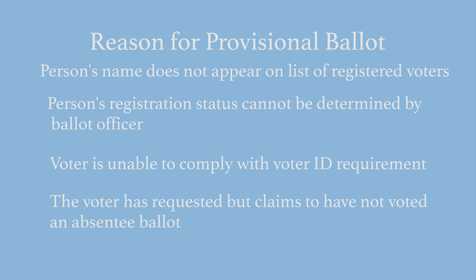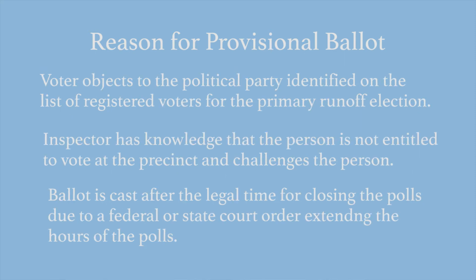The reasons for a voter casting provisional ballot are as follows. The person's name does not appear on the list of registered voters. Person's registration status cannot be determined by the provisional ballot officer. Voter is unable to comply with the voter identification requirement. The voter has requested but claims to have not voted an absentee ballot. Voter objects to the political party identified in the list of registered voters for the primary runoff election. Inspector has knowledge the person is not entitled to vote at the precinct and challenges the person. Ballot is cast after the legal time for closing the polls due to a federal or state court order extending the hours of the polls.